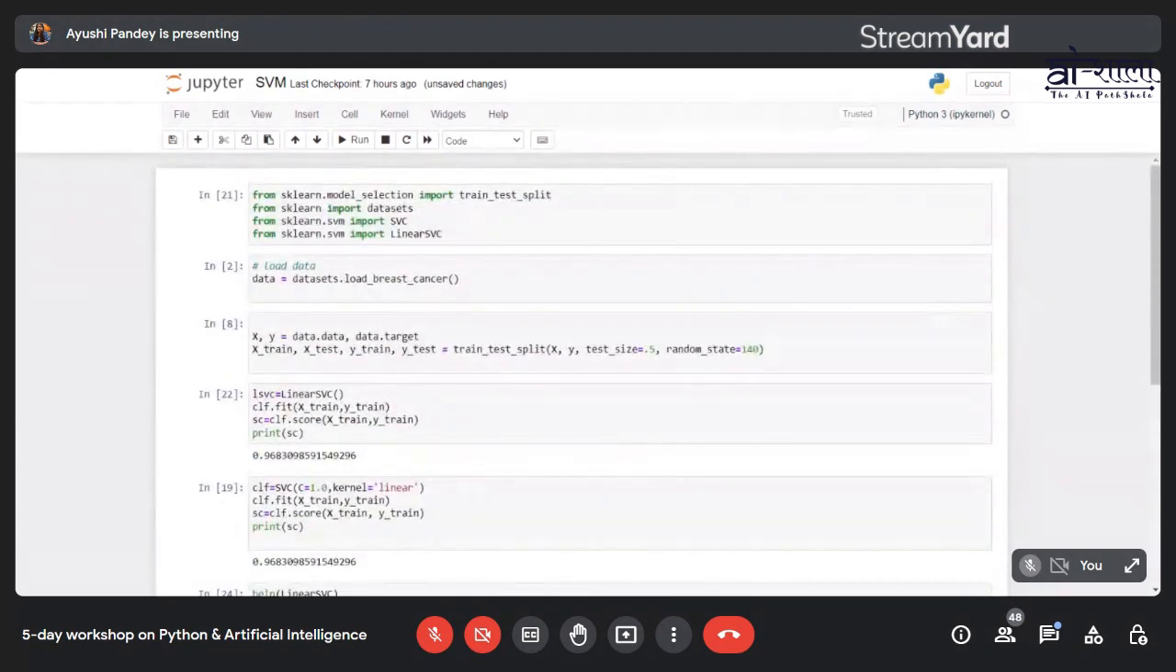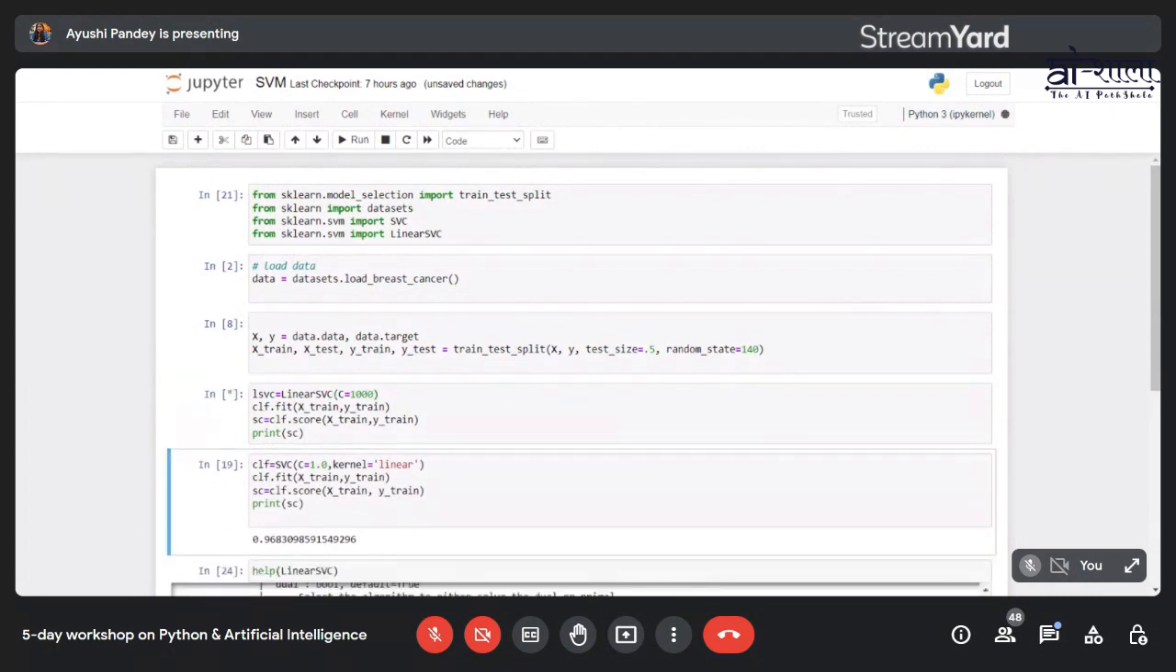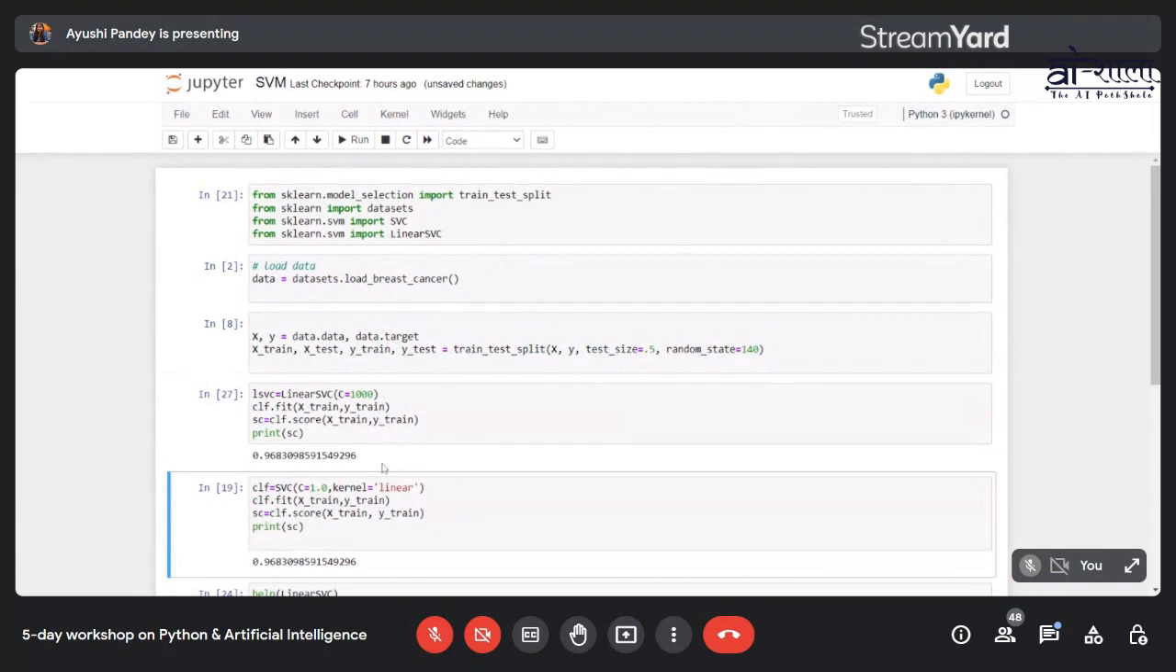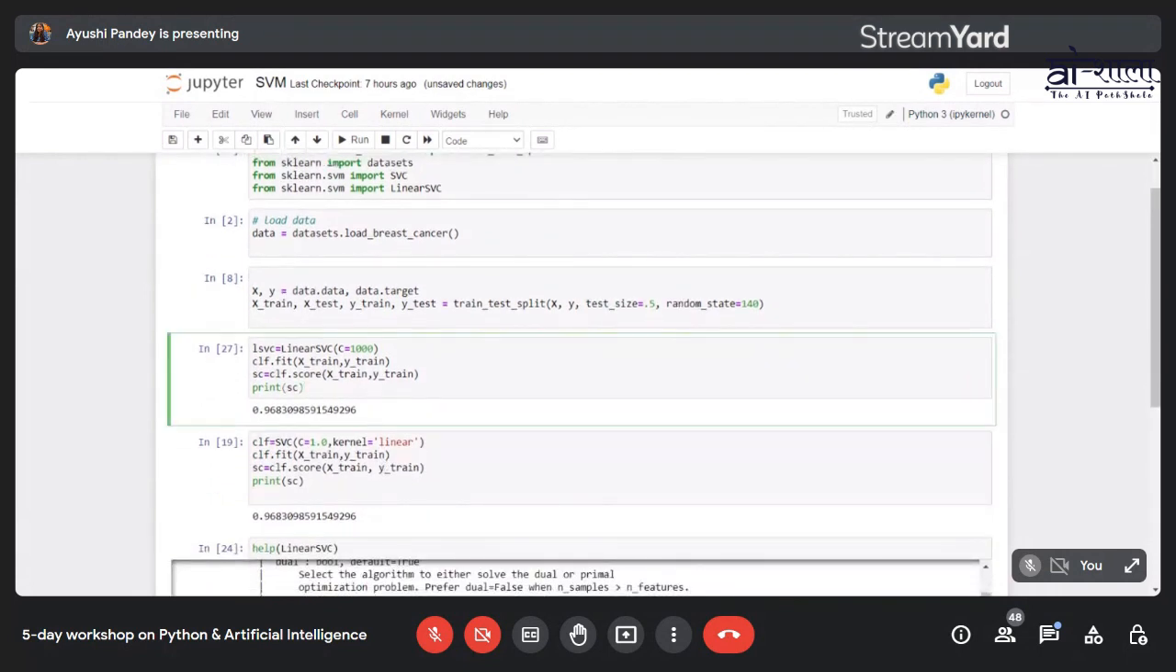So now I will change the value of C here. By default, it's 1. I'm giving it 10. So let's see what will happen. The percentage, there was no issue. Okay, 100. So no change. Okay, and 1000. So, yeah, it's not showing any changes.